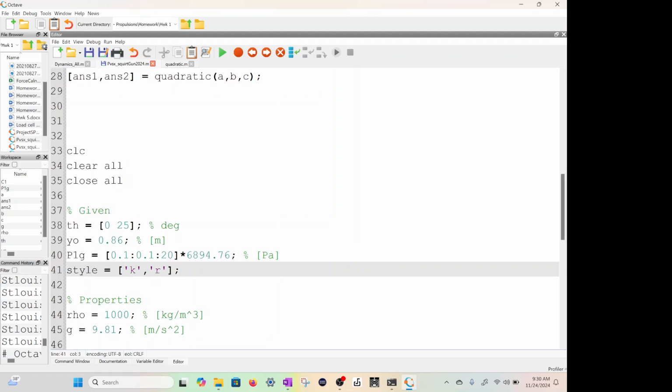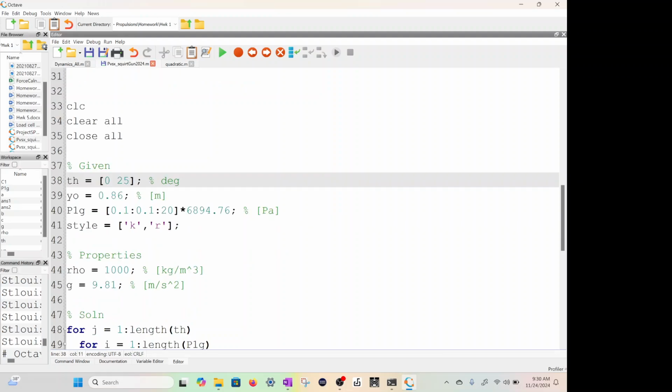And then style, you're going to notice that I'm going to plot 2 lines, one for this angle and one for that angle, so I have black and red. So say you put in 45, then you would have to put in, let's do magenta. You'd have to add that other line. Okay? I'm just going to do 2 for right now because it's easy to see. Properties, again, rho, G, nothing new.